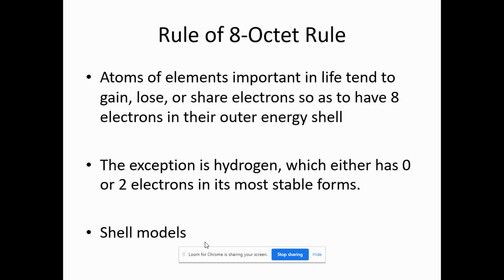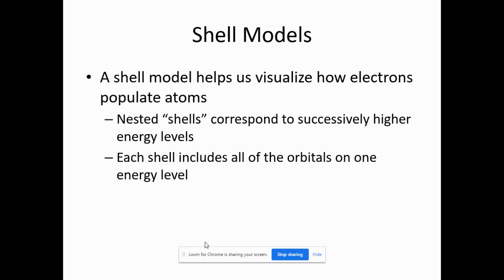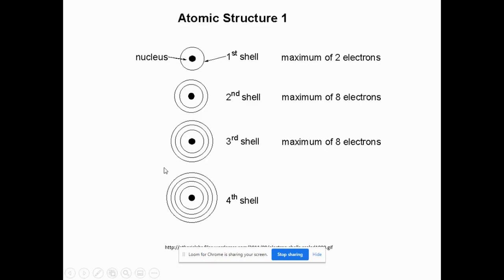All right. That gets to this idea of shell models. The shell model helps us visualize how electrons populate atoms. All right. And so basically their nested shells correspond to successively higher energy levels. And each shell includes all of the orbitals, okay, on one energy level. So the only shell that is not like the others is the first one. Okay, so the first shell can only carry a maximum of 2 electrons.